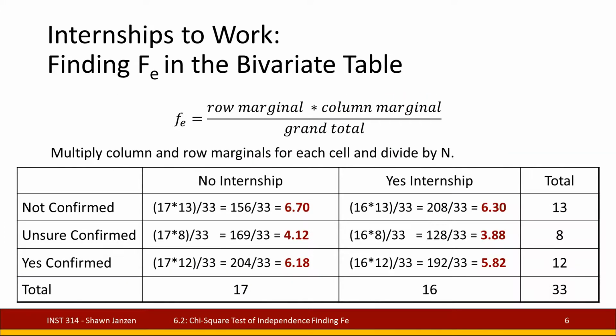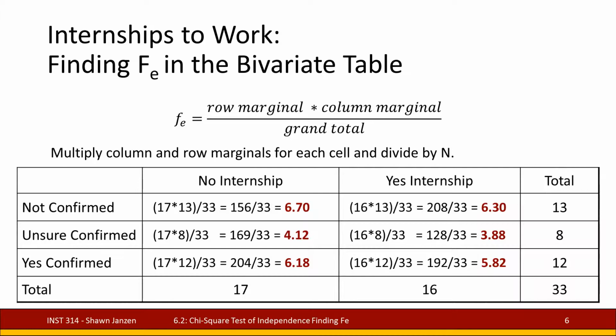So here's how we find the frequencies expected in a bivariate table. There's a little bit of a formula to this: F sub E is the row marginal times the column marginal divided by the grand total, and you do this for every cell in the bivariate table. Looking at the upper left corner, we have the students who did not do an internship and have confirmed that they're not interested in that particular industry anymore. The column marginal for this is 17, the row marginal is 13. We multiply them, which gives a value of 221, and divide by the grand total of 33, which gives us a frequency expected of 6.7.